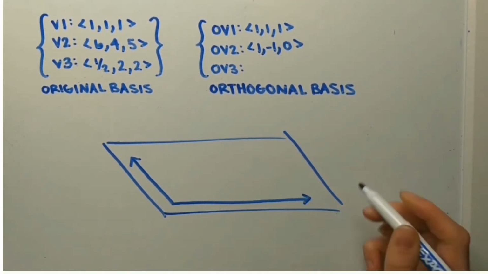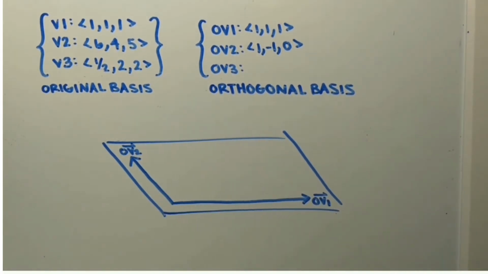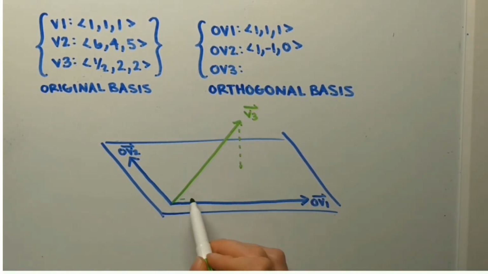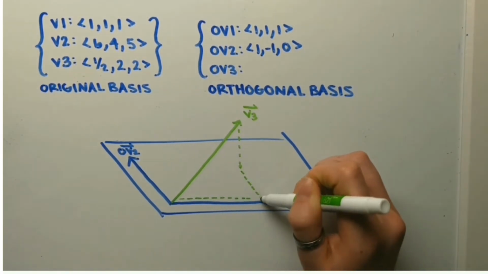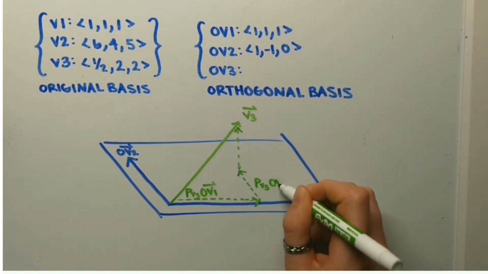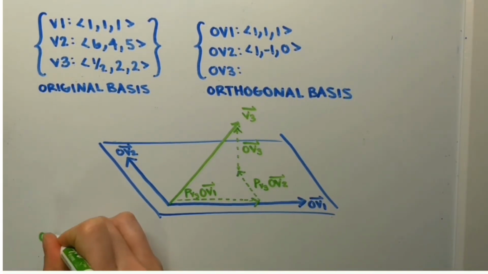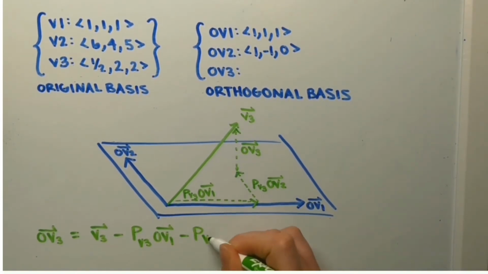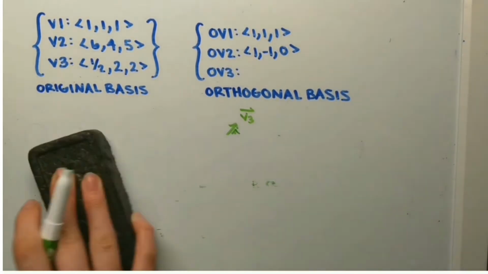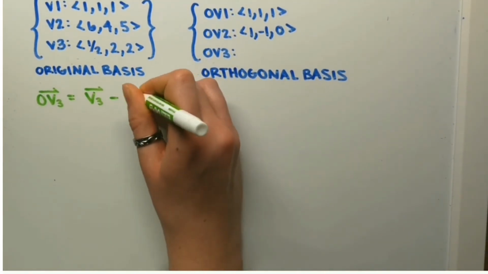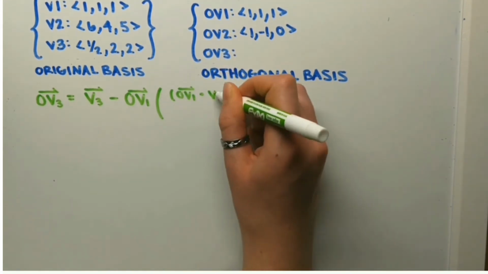As you can see, vector 3 can be broken apart into three pieces. There's the projection over OV1, its projection over OV2, and then the orthogonal piece which is not parallel to any of the prior orthogonal vectors. As before, subtracting these unwanted pieces from the orthogonal vector will allow you to obtain OV3. Using dot product notation, we can now write the equation as follows.